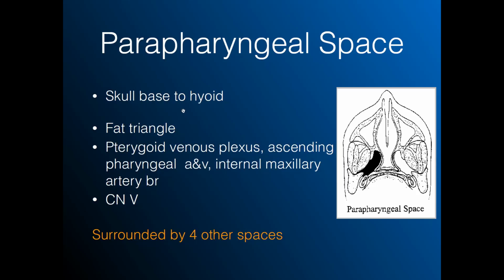And it spans from the skull base to the hyoid. It's a fat triangle. It's got the nerve, the V3 branch of cranial nerve 5. It's got little arteries and little veins. And it's surrounded by 4 other spaces. We, as head and neck radiologists, go on about how displacement of the fat helps you tell what space it's from. So there's the masticator space laterally, then the parotid space, then carotid space, a little bit of the retropharyngeal space, and then the pharynx. So it's really 5 spaces.